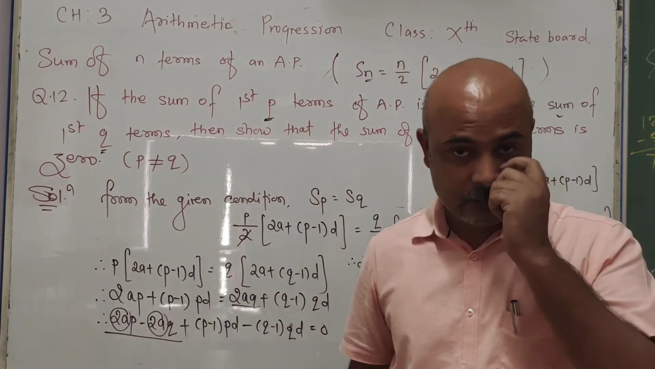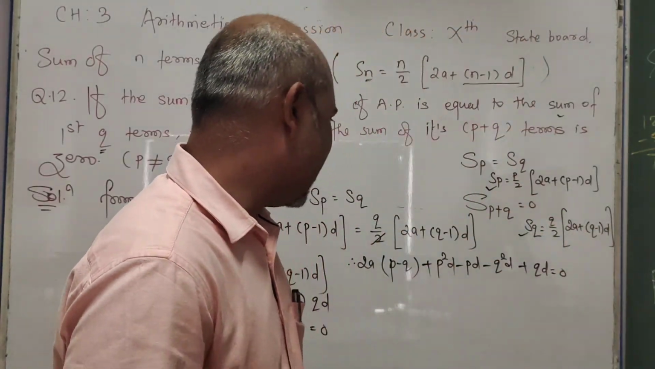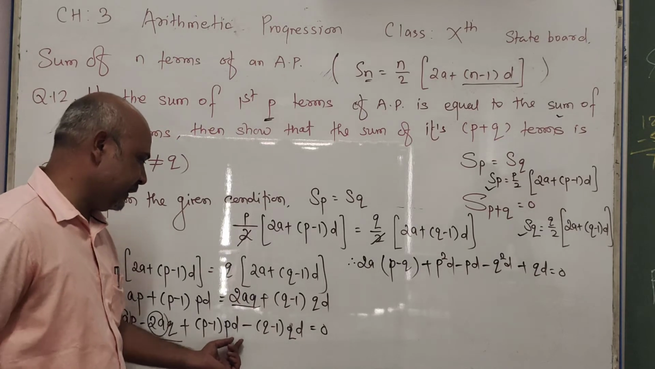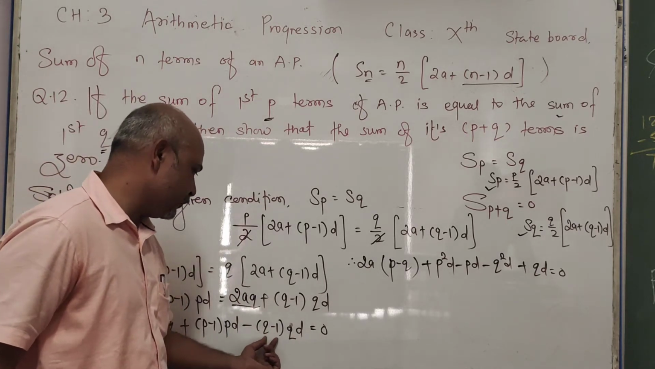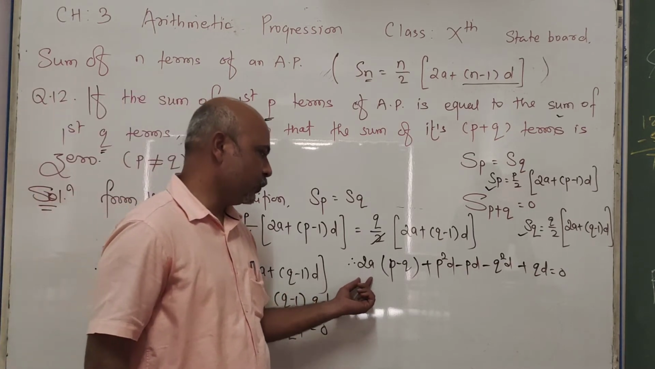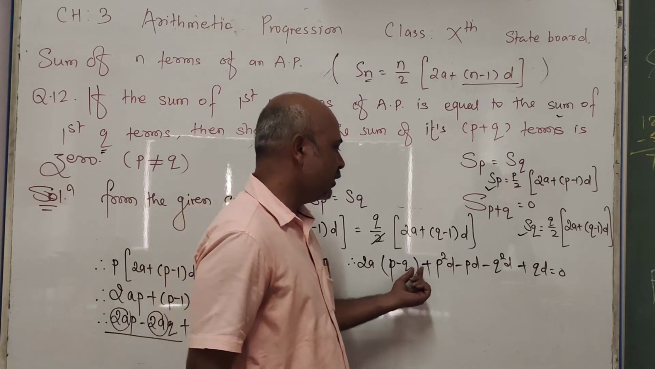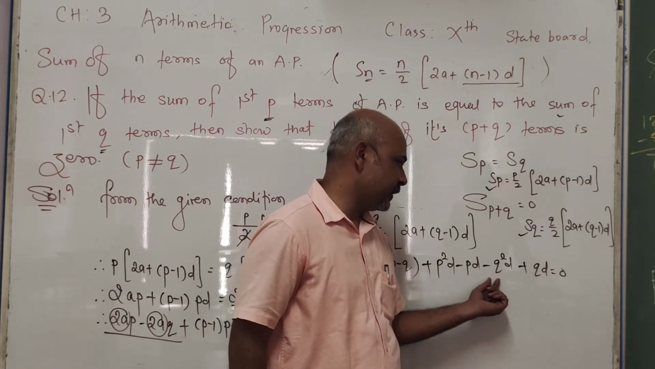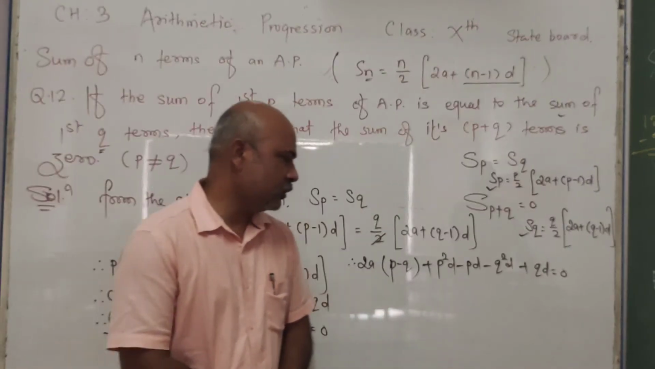Clear, student? So you have multiplied this (p minus 1) by pd, and this bracket is (q minus 1) by qd. So what you are getting: 2a in bracket (p minus q) plus p square d minus pd minus q square d plus qd is equal to 0.